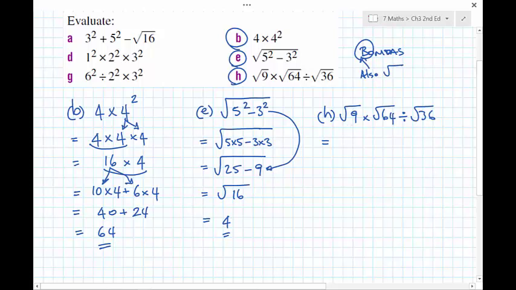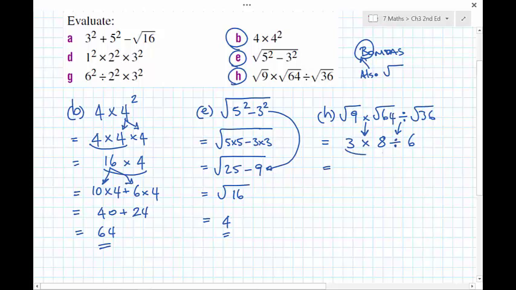Okay, so let's simplify the square root of 9. Square root of 9 is 3. Okay, what must I multiply by itself to get 9? Times the square root of 64. So the square root of 64 is 8. What must I multiply by itself to get 64? And so that's 8. And the square root of 36 is 6. What must I multiply by itself to get 36? And so that's 6.